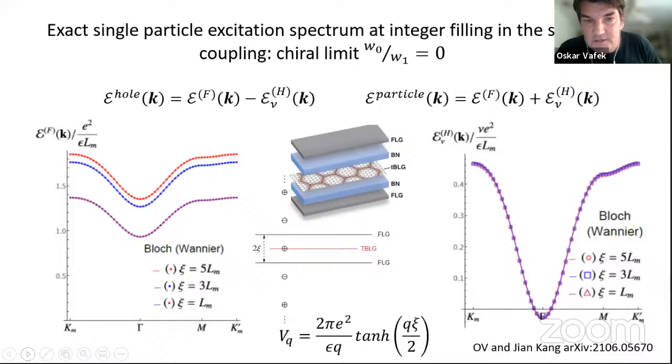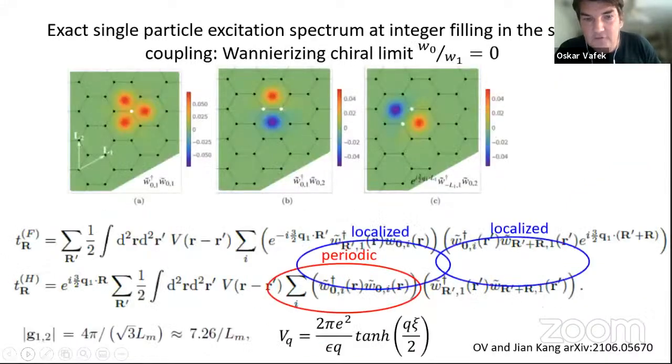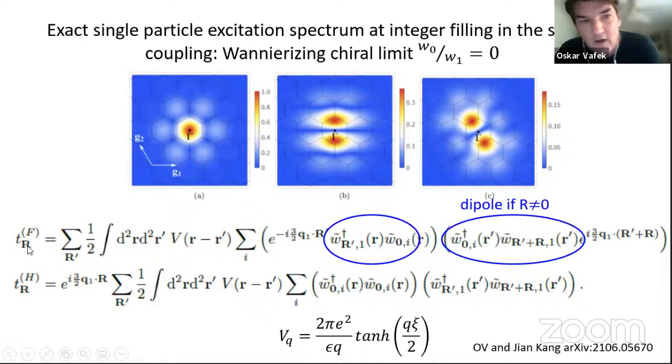So that we can also understand, because if R is non-zero, so we're describing hopping, then at least one of these terms has to have the two exponentially localized Wannier states centered on different sites. That means, as I showed you before, that it cannot contain a monopole contribution. It has to start with at least a dipole. And indeed, for the nearest neighbor ones, I show you what the momentum Fourier transform of a dipole looks like. You see, it vanishes, as it has to, at small wave vectors.